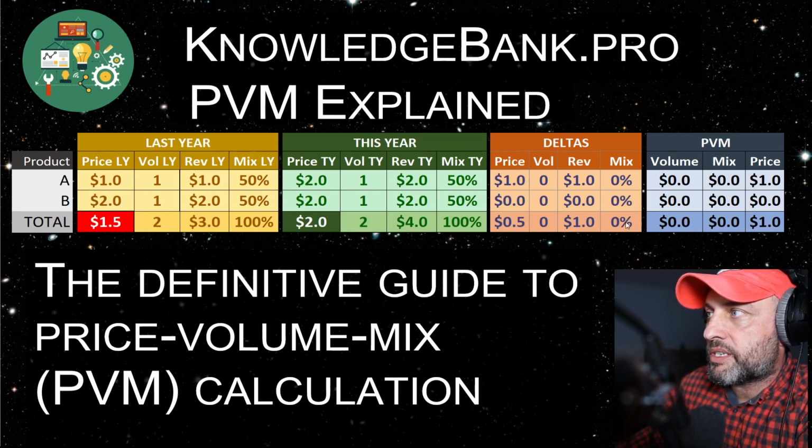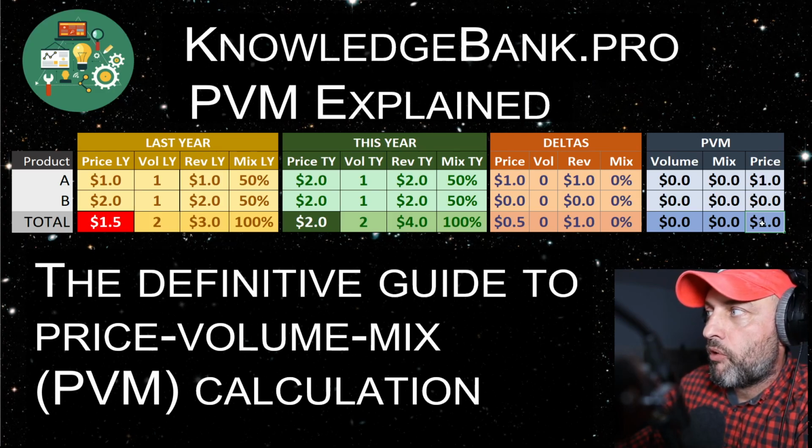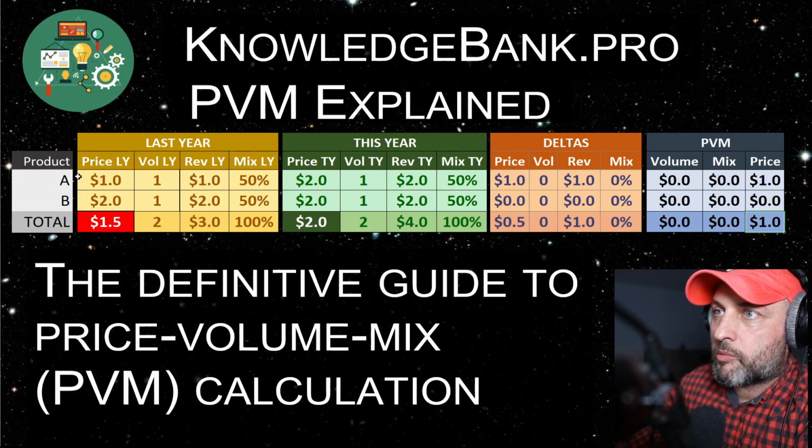And that's exactly what we see. We see that revenue changed by $1 here, and then in our PVM, all of that $1 comes from the price bucket, and moreover, we only adjusted the price for product A, so all of that variance sits in product A.